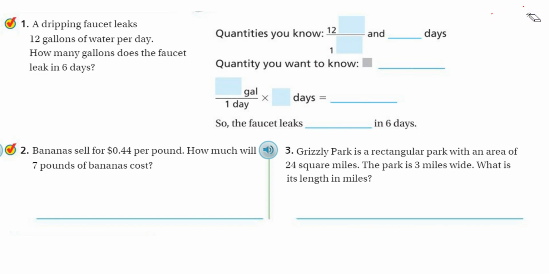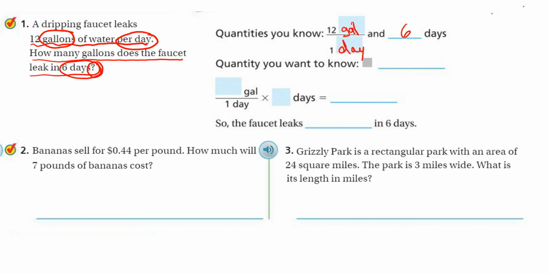Let's get to it. A dripping faucet leaks 12 gallons of water per day, so 12 gallons per 1 day. How many gallons does the faucet leak in 6 days? That's my question. So quantities, I have 12 gallons to 1 per day. Per means every one day. And we need to know how much it leaks in 6 days.